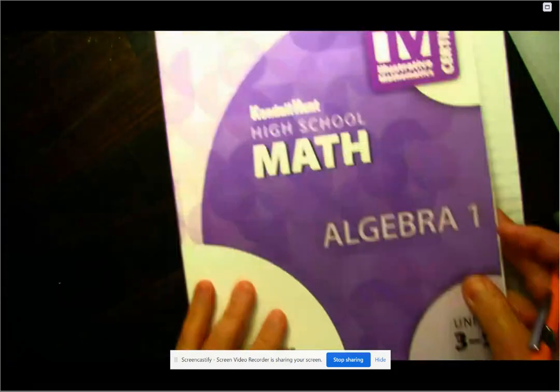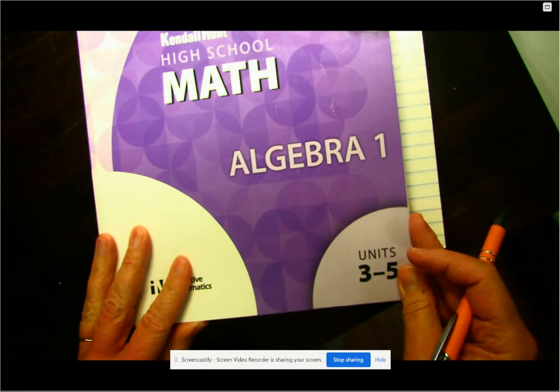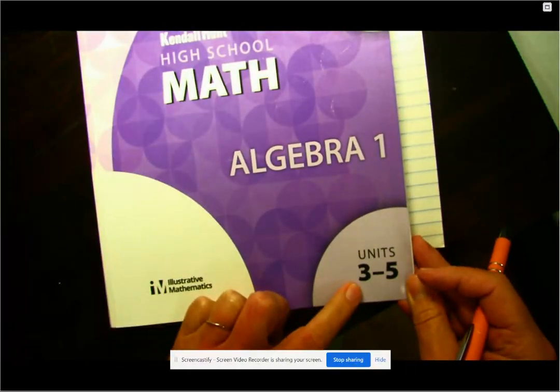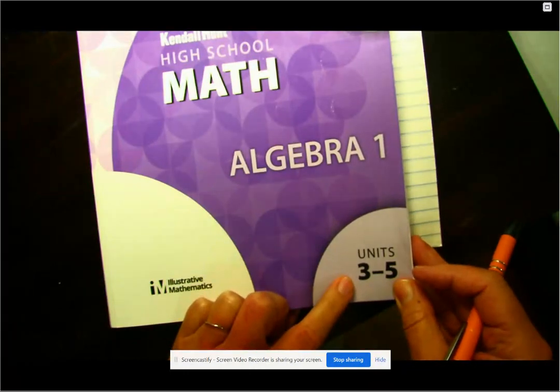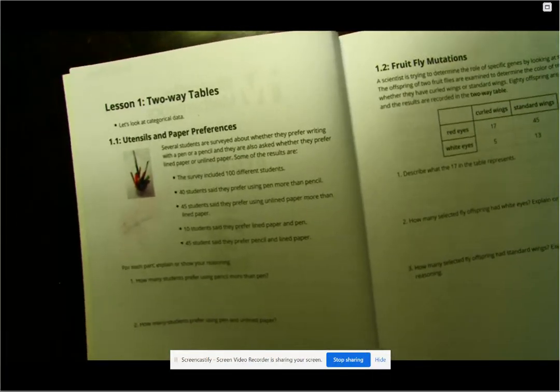So today we talked about two-way tables, and this comes to us from our new unit, Unit 3. So Algebra 1, Unit 3, Lesson 1. And the topic is two-way tables. So in your new book, this starts on page 6. It says Lesson 1, Two-way tables.